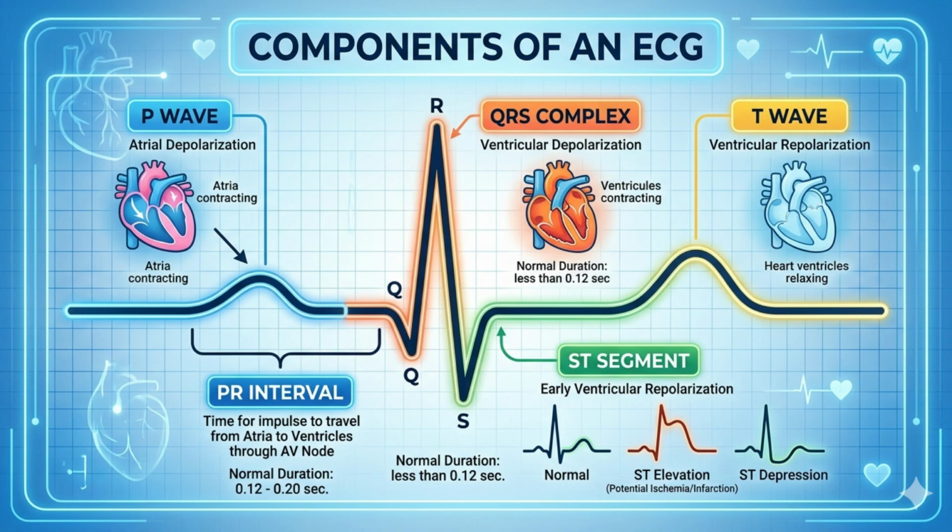QRS complex. The QRS complex represents ventricular depolarization, which causes ventricular contraction. Normal QRS duration is less than 0.12 seconds. ST segment. The ST segment represents early ventricular repolarization. Elevation or depression of the segment may indicate myocardial ischemia or infarction. T wave. The T wave represents ventricular repolarization when the ventricles relax.